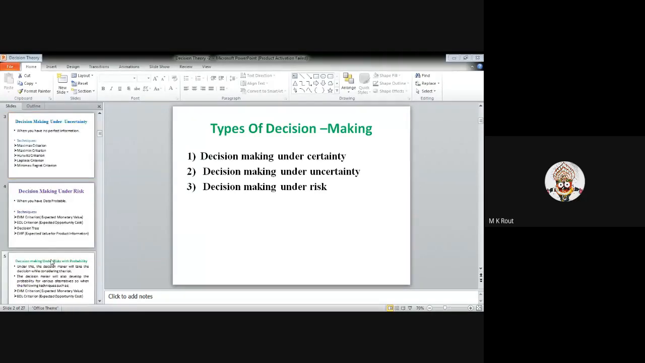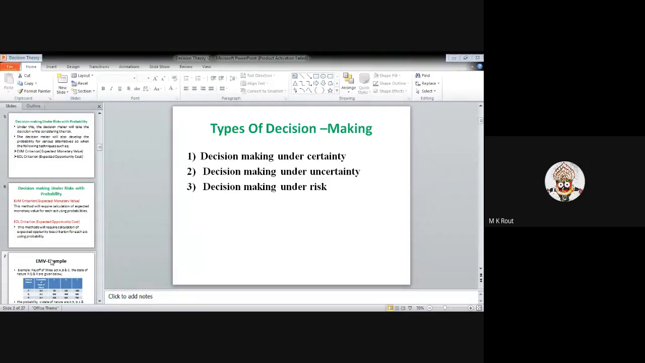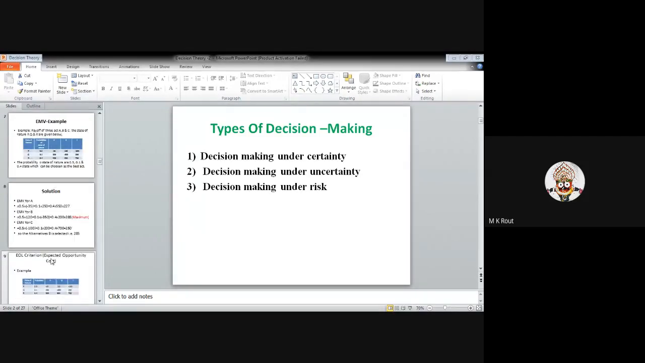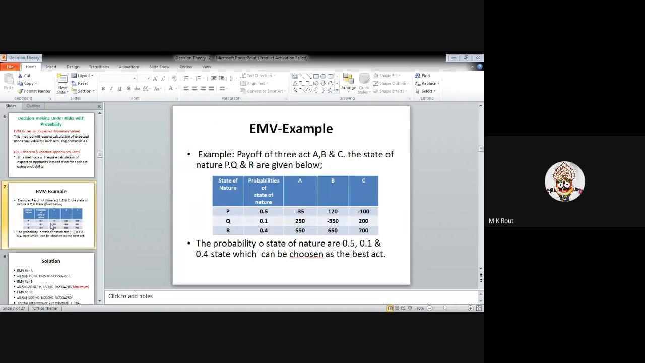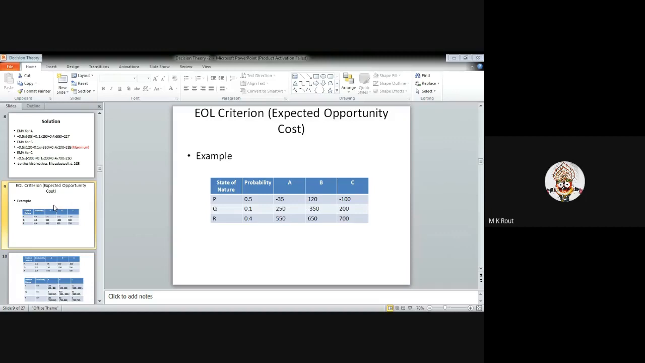In the previous class, we solved a numerical about expected monetary value, especially with reference to decision making under risk. So today we are going to solve expected opportunity cost in case of decision under risk. This problem we solved in the previous class as an expected monetary value example. Today we are going to solve expected opportunity cost.